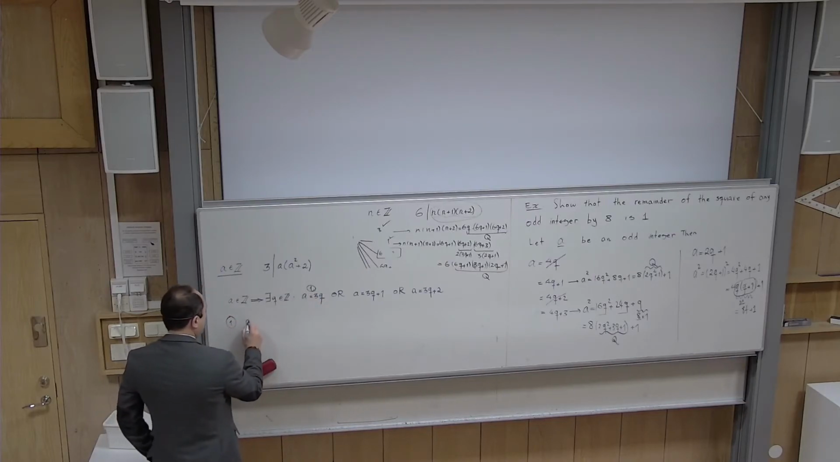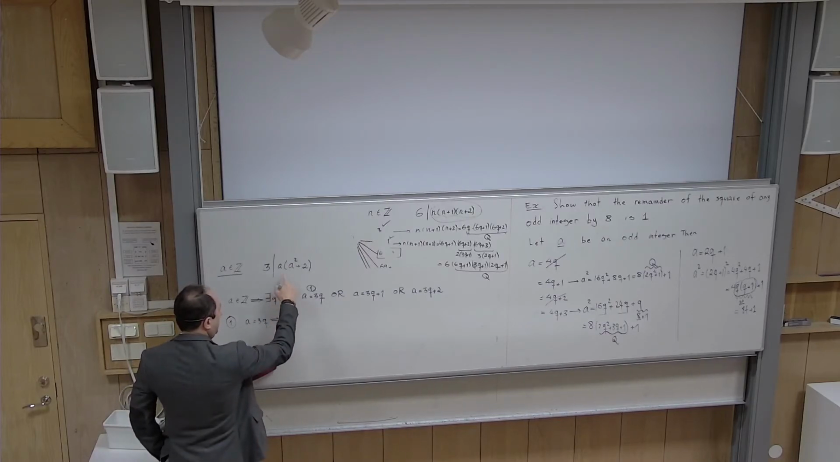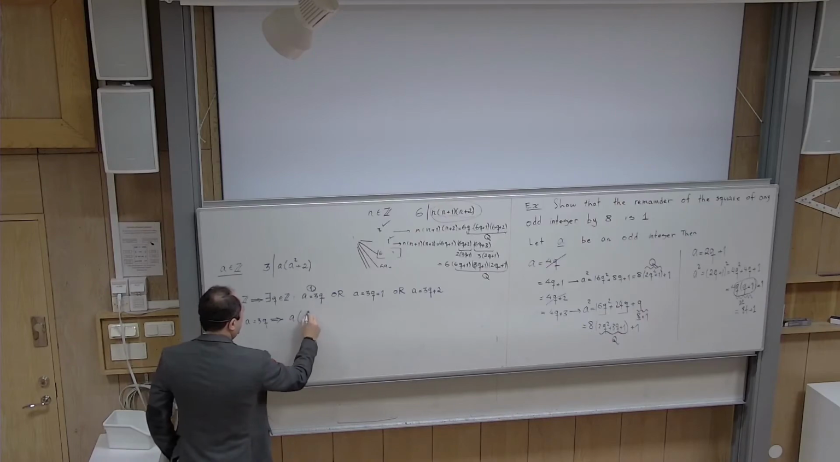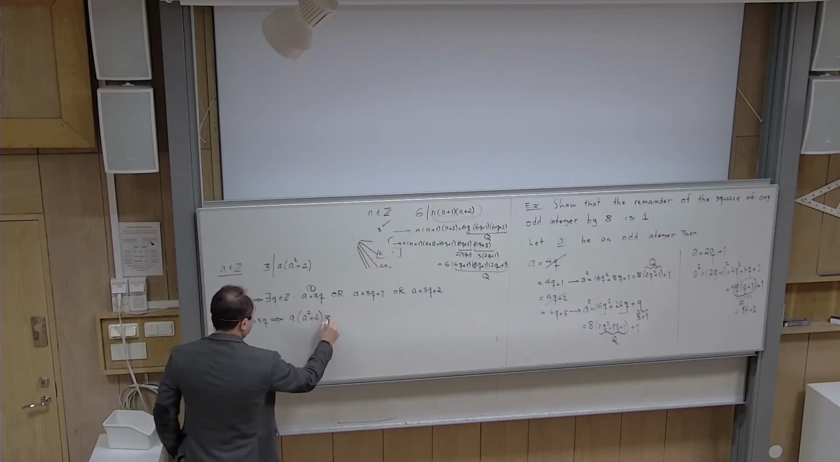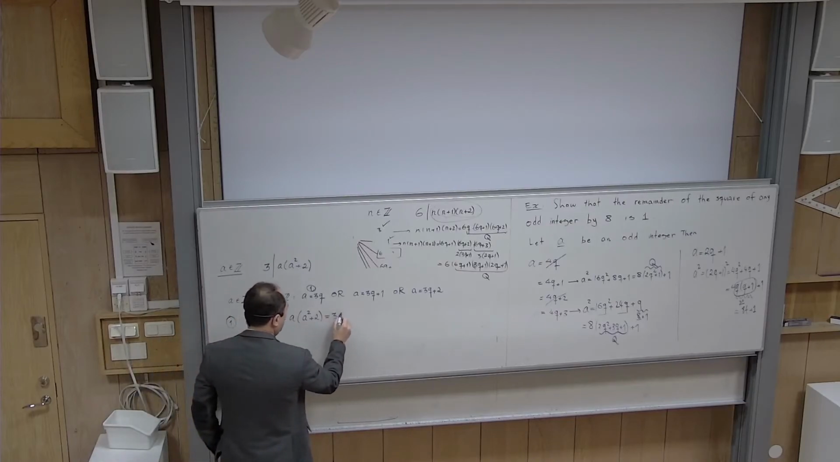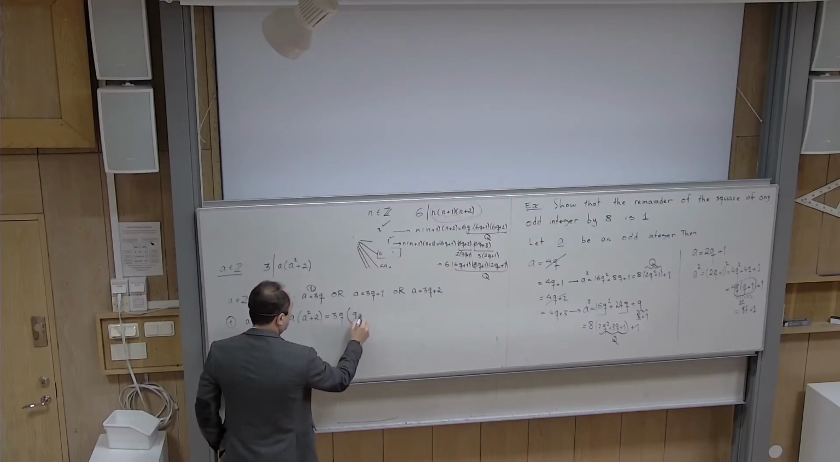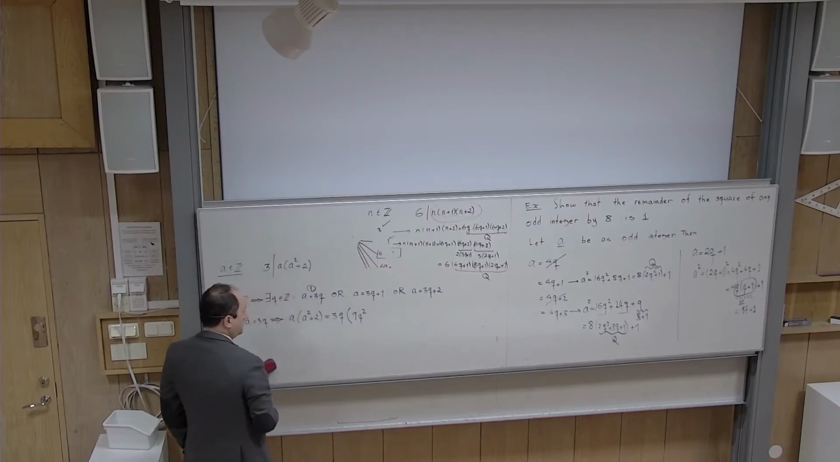If A is 3Q, then this means that A times A squared plus 2 is equal to... Instead of A, I put 3Q, so this becomes 3Q times 3Q squared, which is 9Q squared, and then plus 2.